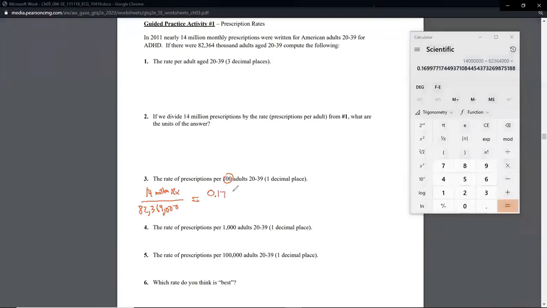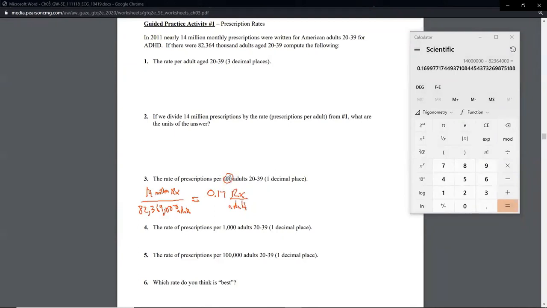So that was 0.17, and that would be prescriptions per, and I forgot to write adults. And yes, it's in that specific age range of 20 to 39, but I don't want to have to write all that detail. So 0.17 prescriptions per adult in the age range. But they wanted this to be seen as a per 100.